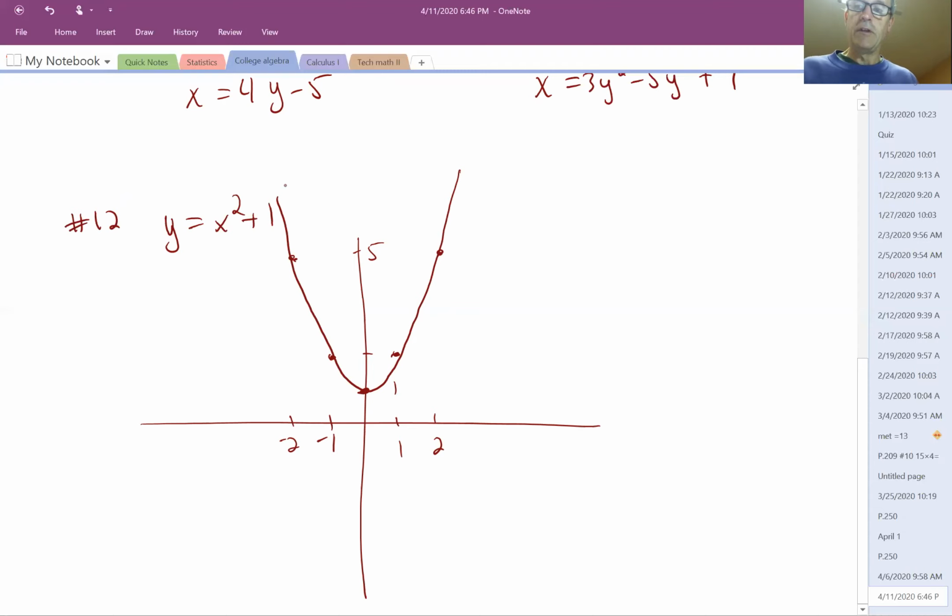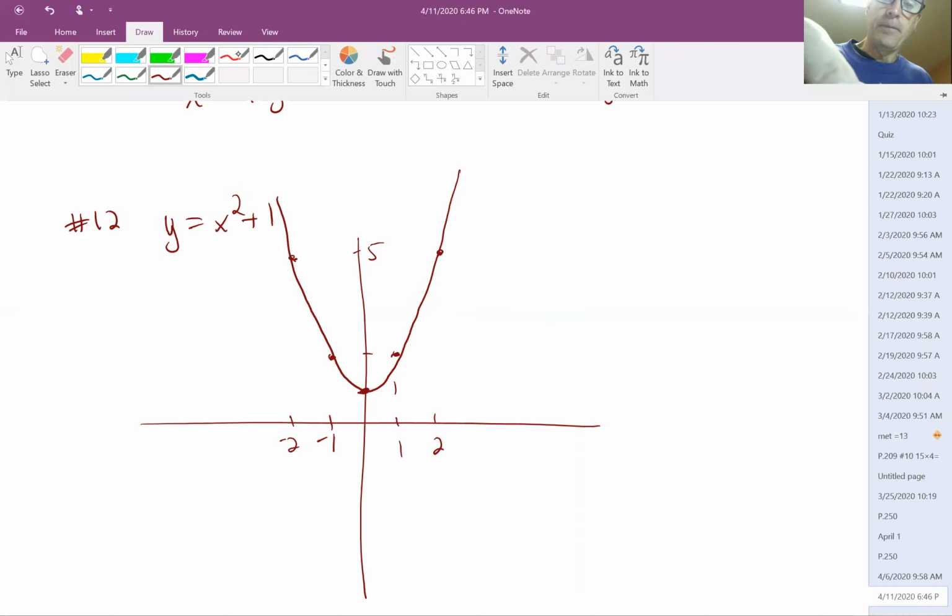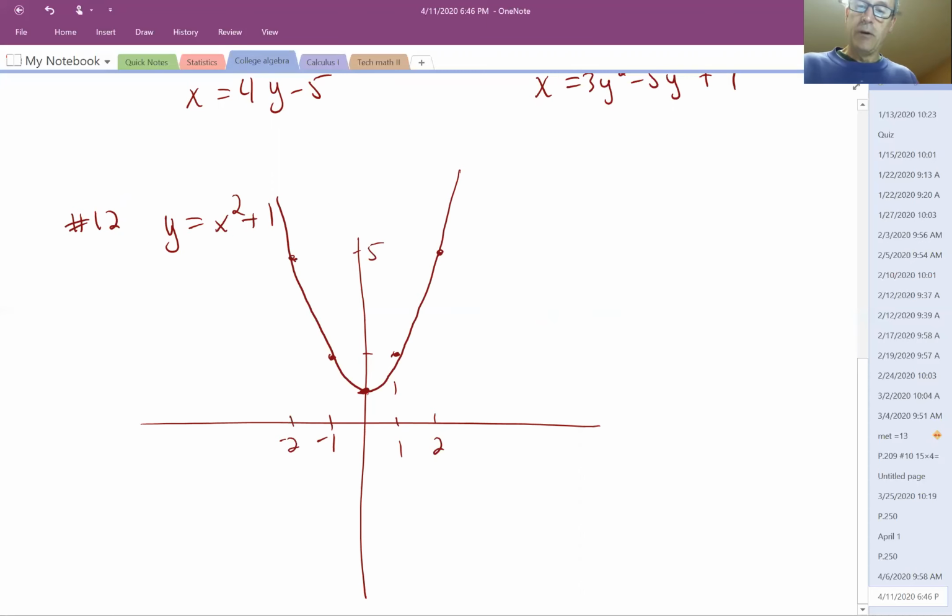Well, it's got to switch these points. Let's change the color. So let's change the points. 0, 1 would be 1, 0. Here's 1, 2 right here. 1, 2 would be 2, 1.